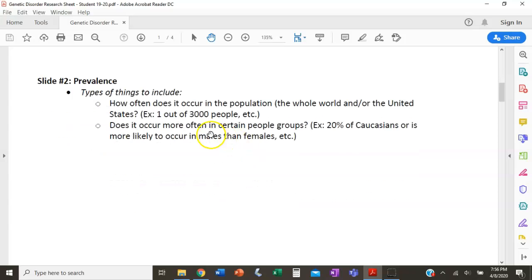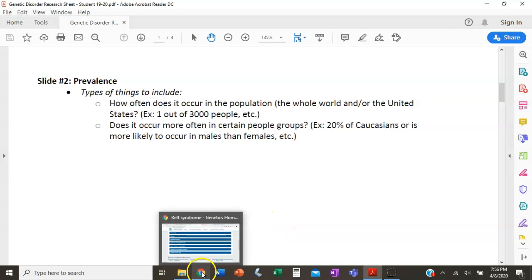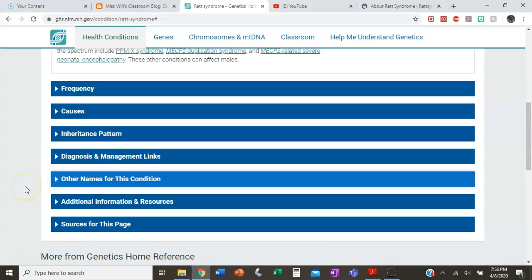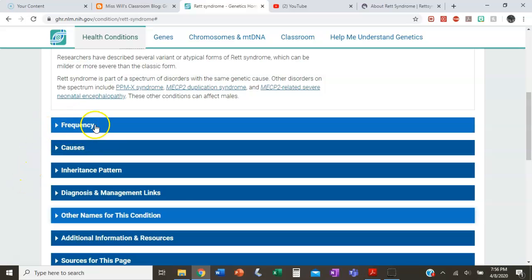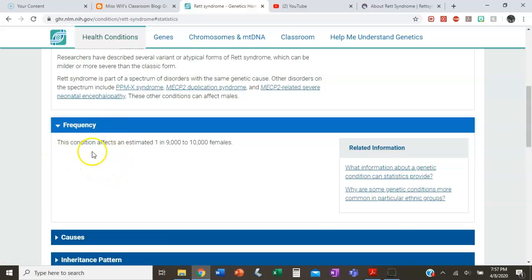Okay, how often does this disorder really occur? How often does it happen? So if we go back here, frequency, that means the same thing. How frequently does it happen? And this one has a very brief amount of information on it. It's pretty straightforward. So it affects about 1 in every 9 to 10,000 females.